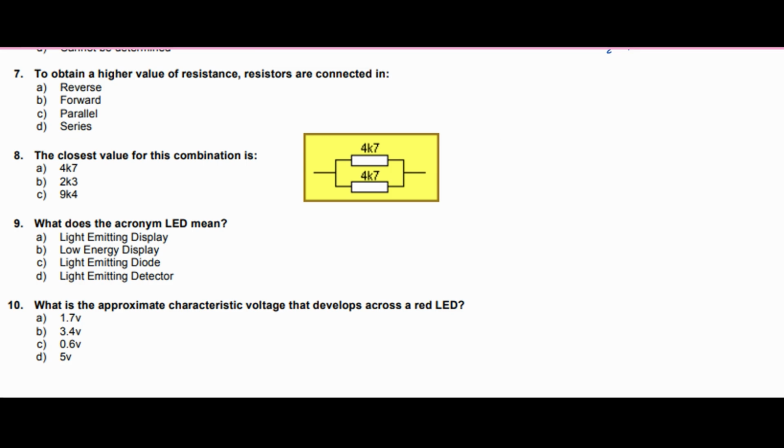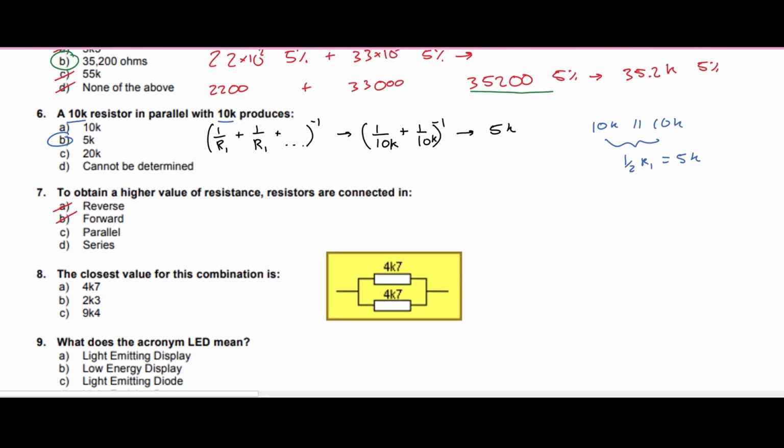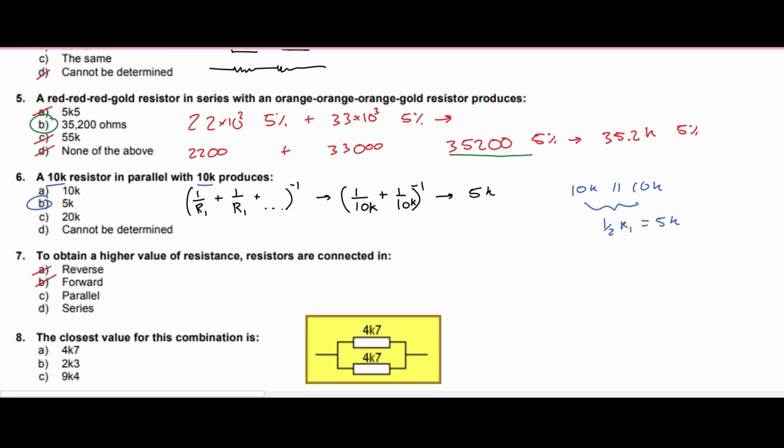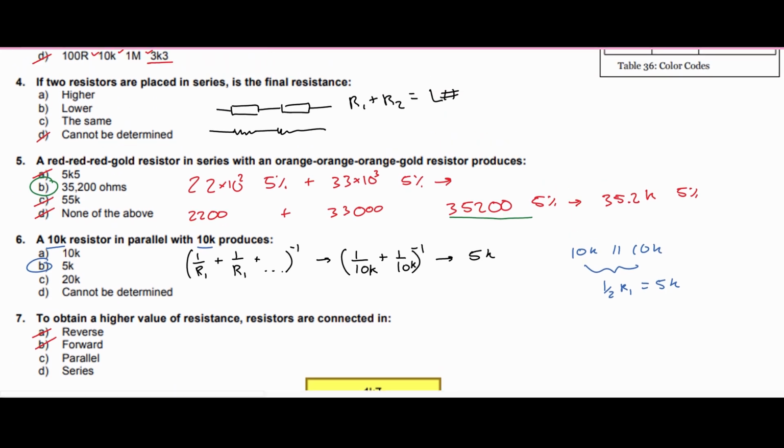For part 7, we were asked to obtain a higher value of resistance. Resistors are connected in what? We have reverse, forward, parallel, and series. Well, resistors don't have polarity, so there is no reverse and there is no forward. And previously, if we look back up here, we can see that resistors in series, so for like number 5 or number 4, where the answer for number 4 was higher, we can see that the answer is clearly series.